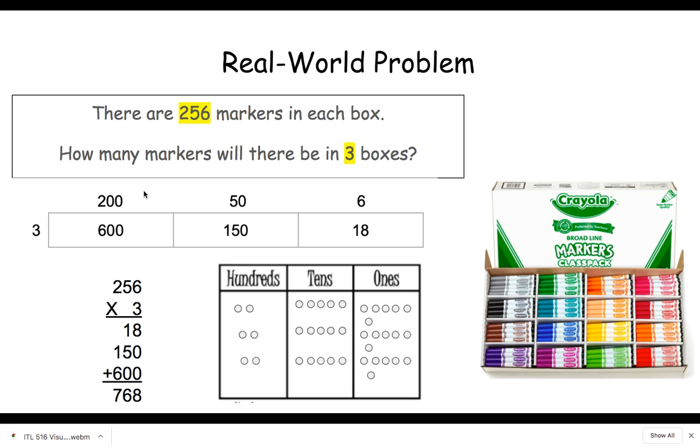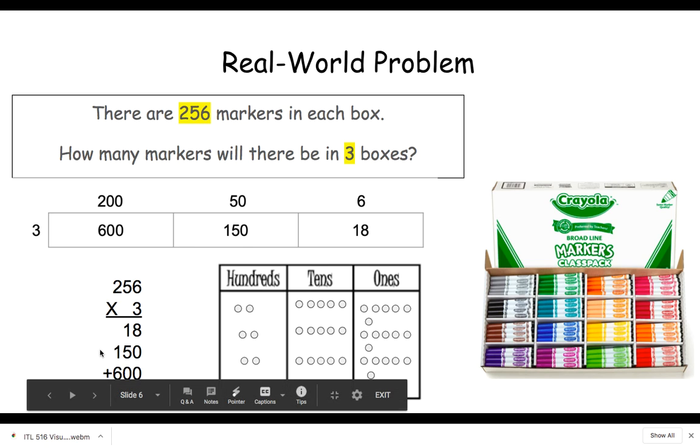So we're going to break down our 3-digit number by each digit value. 3 times 200 is going to be 600. The 3 boxes times the 5 tens, or 50, will be 150. And 3 times the 6 ones will be 18. When you add it all together, it is easier to do it mentally with the area model. So 600 plus 150 is 750, and then plus 18 more will be 768.